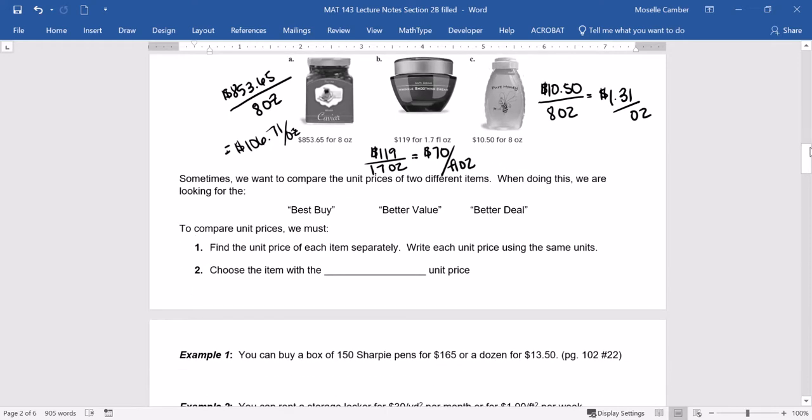Okay, so again, this is just talking about better deal. So a better value, the best buy, the better deal, they all kind of mean the same thing. What we're going to do is we want the item with the cheapest unit price. So in this case, for the three we found here, the honey is definitely the better value because it's only $1.31 per ounce, whereas these are $70 an ounce and $106 per ounce.